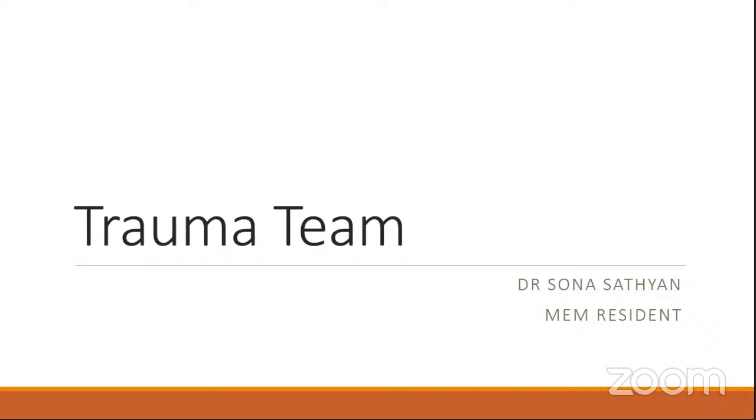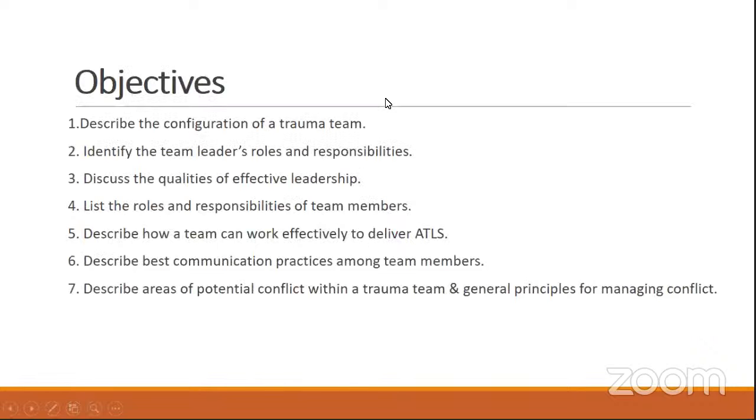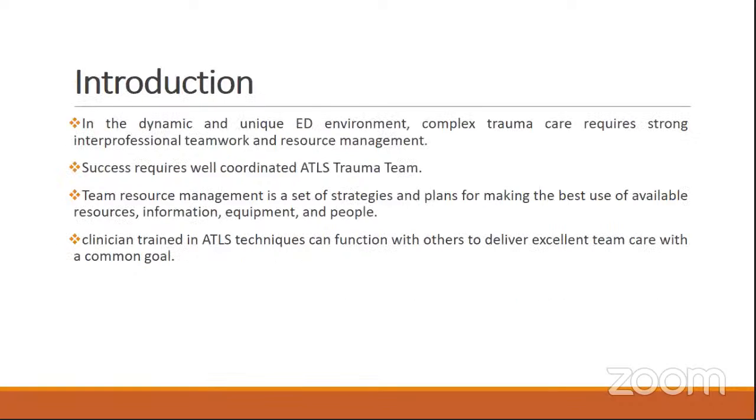Okay. So my topic is trauma team. Objectives are: describe the configuration of a trauma team, identify the team leader's role and responsibilities, discuss the qualities of effective leadership, list the roles and responsibilities of team members, describe how a team can work effectively to deliver ATLS, describe best communication practices among team members, describe areas of potential conflict within a trauma team, and general principles of managing conflict.